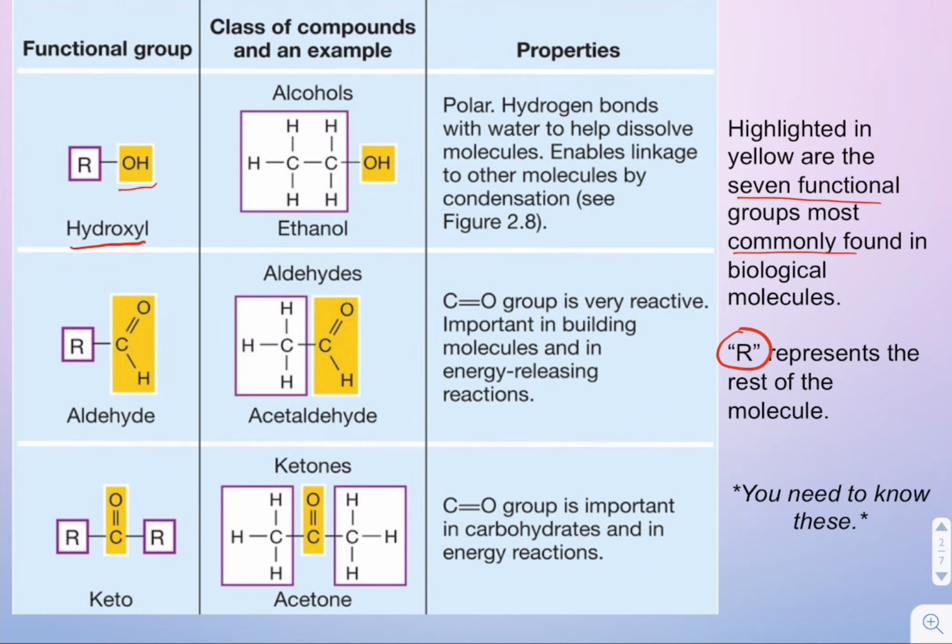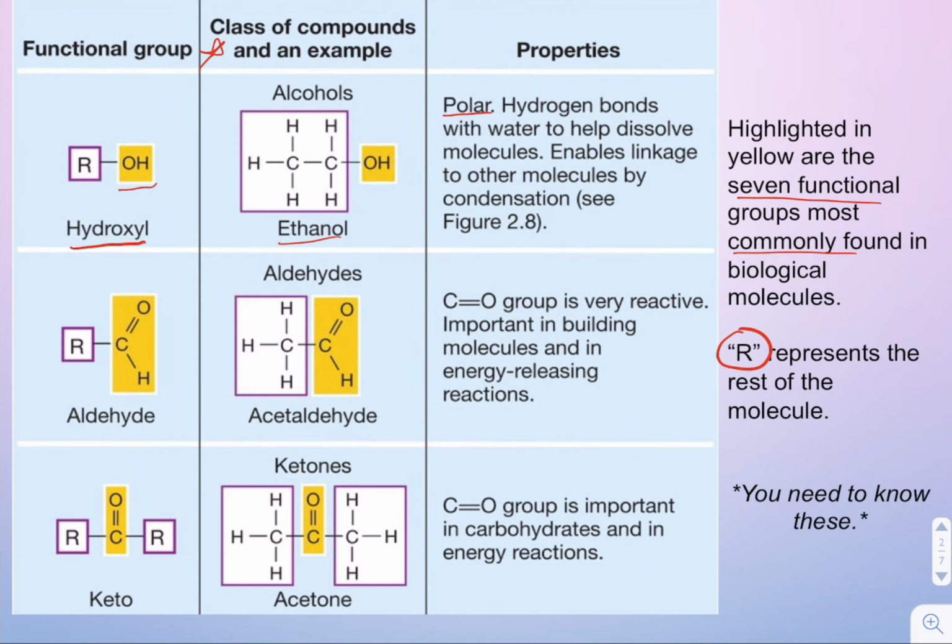So you can see we have in this column right here the class of compounds and an example. You'll find these in alcohols. We have an example here of ethanol. So the properties of hydroxyl are that they're polar. So hydrogen bonds with water to help dissolve molecules. This enables linkage to other molecules by condensation, and we'll talk about condensation later.